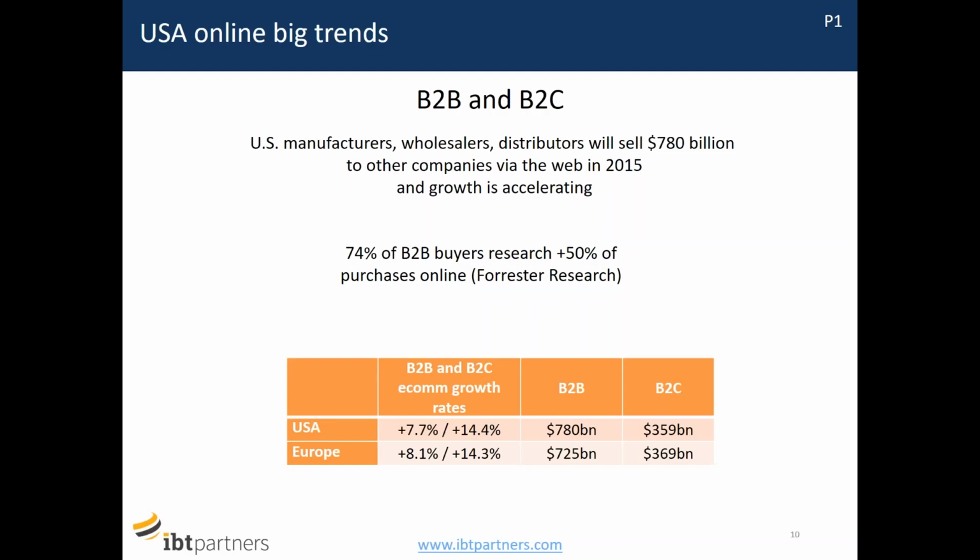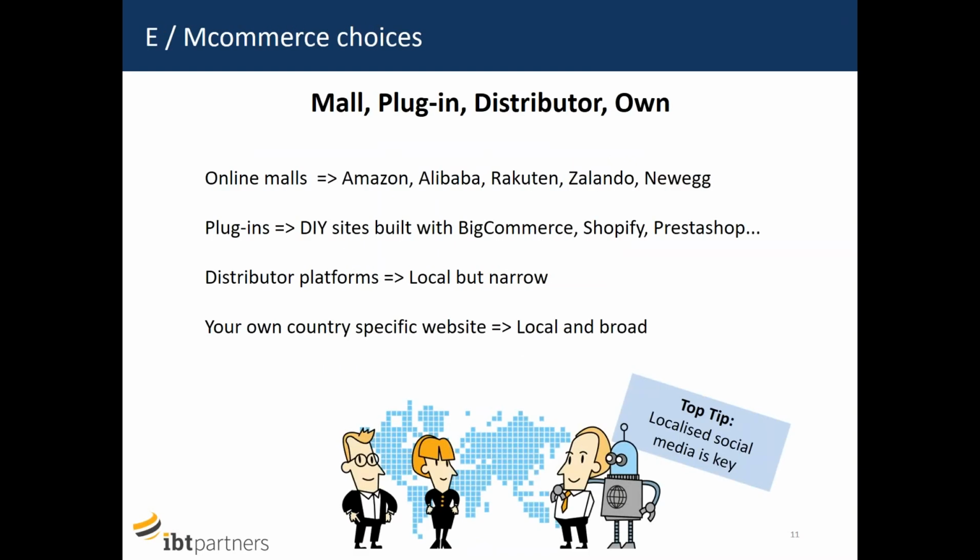Thank you very much, John. That's interesting. I'm going to go through some of the big E and M commerce choices that exporters typically look at when they're faced with exporting online, and we've categorized these into 4 types, which I've called online malls, then plugins and DIY sites, distributor platforms, and then own country-specific websites.